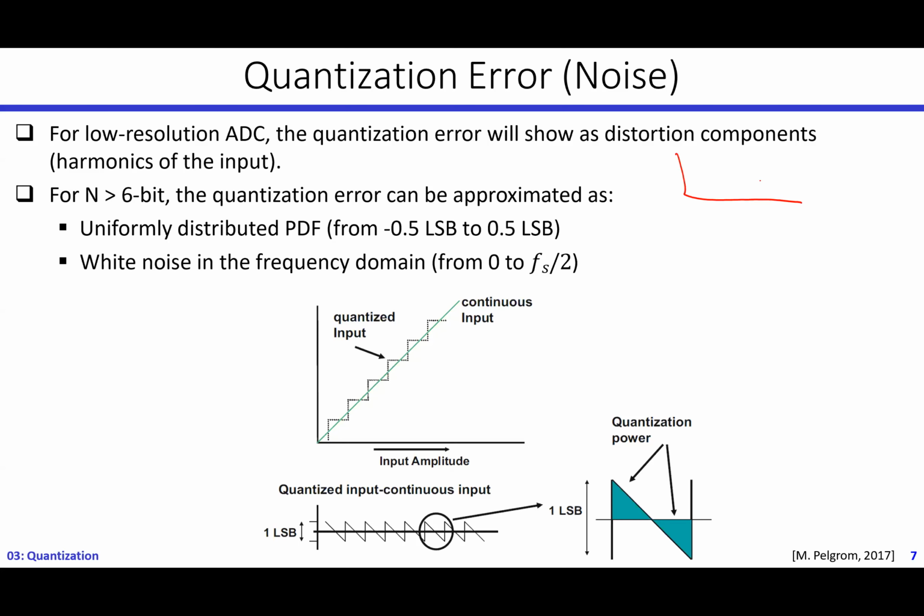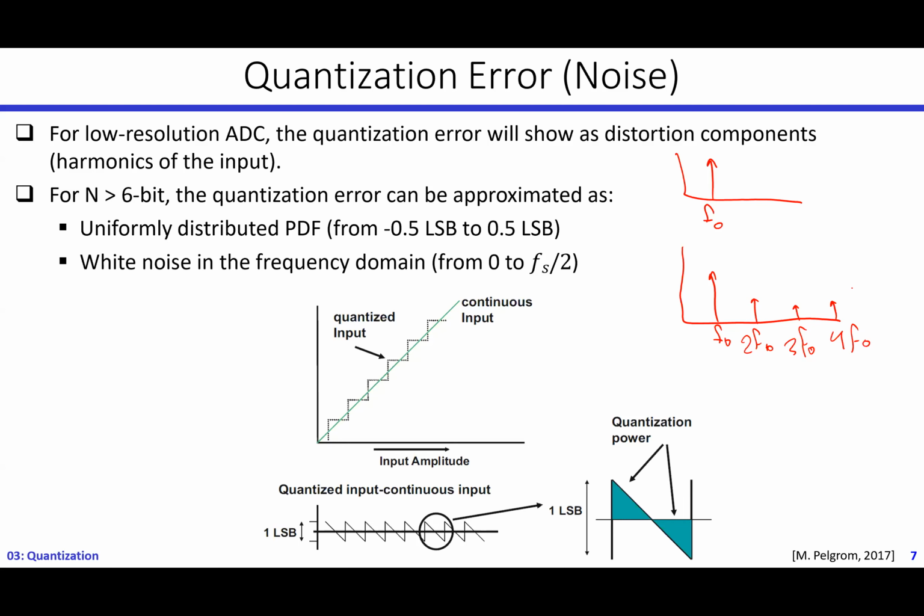So if your input is, let's say, a sinusoidal signal at F0, after it goes into this ADC, the output will not only have this F0 signal, but also other distortion components that appear at, let's say, 2 F0, 3 F0, the harmonics of the input signal. This is when your distortion or quantization error is a function of your input signal, and that's something not desirable.